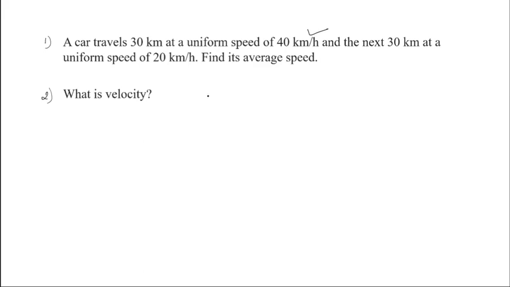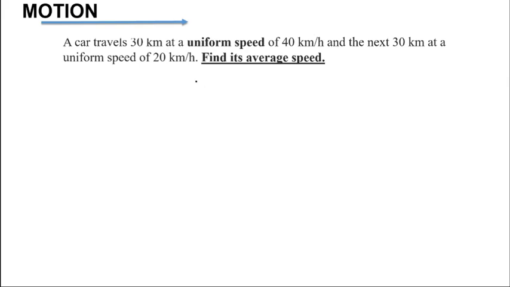Now carefully look at these questions. Two terms are very important. The first question has got, I have bolded it properly here, this is the term. A car travels 30 km at a uniform speed. You have already learned what you mean by uniform speed. Uniform speed is nothing but constant speed. So it is constant speed of 40 km per hour, meaning in every small interval of time speed remains the same. Generally it doesn't happen, but this is just a situation given.